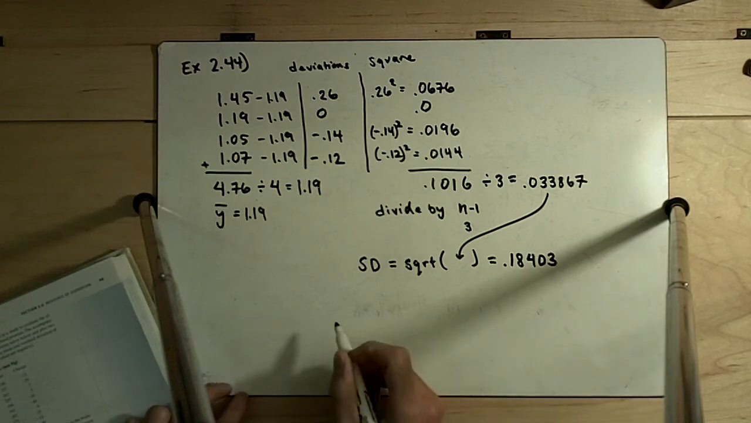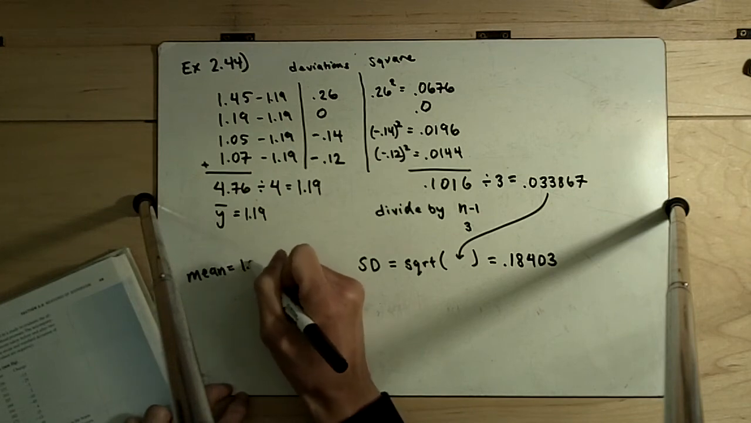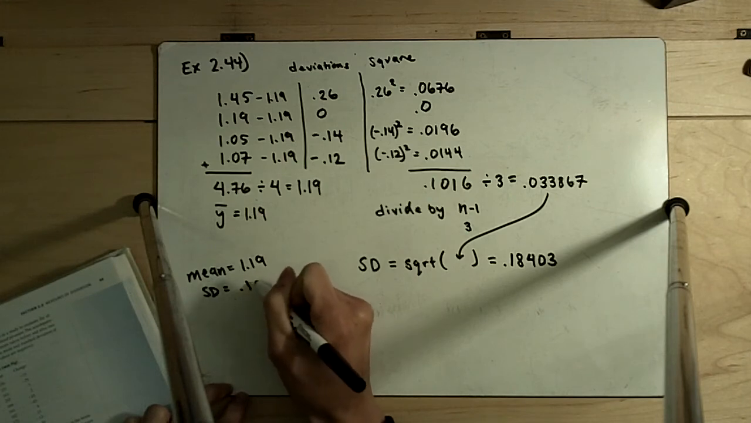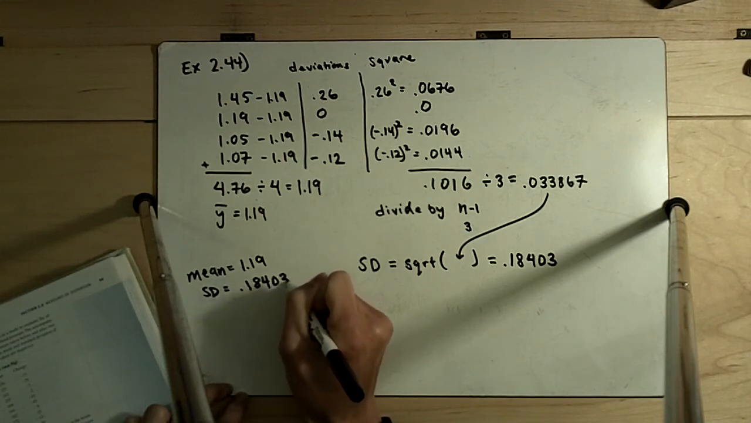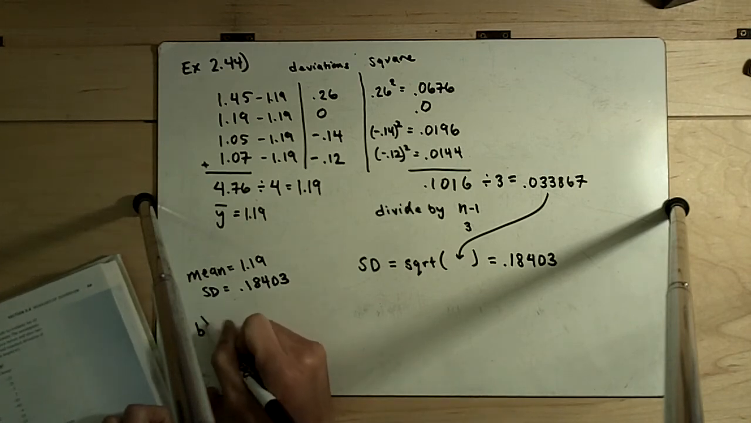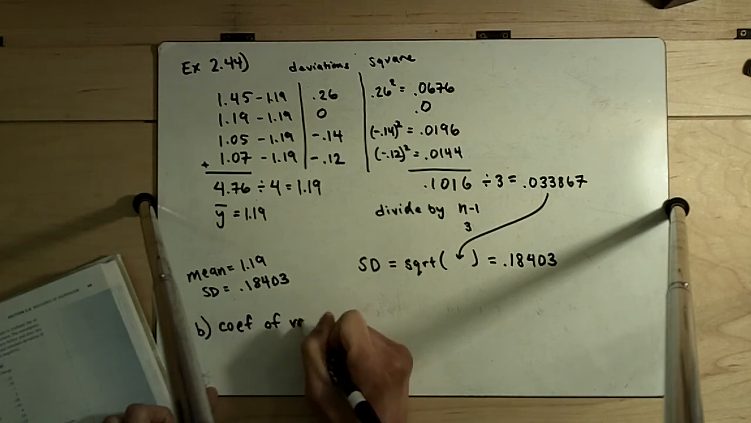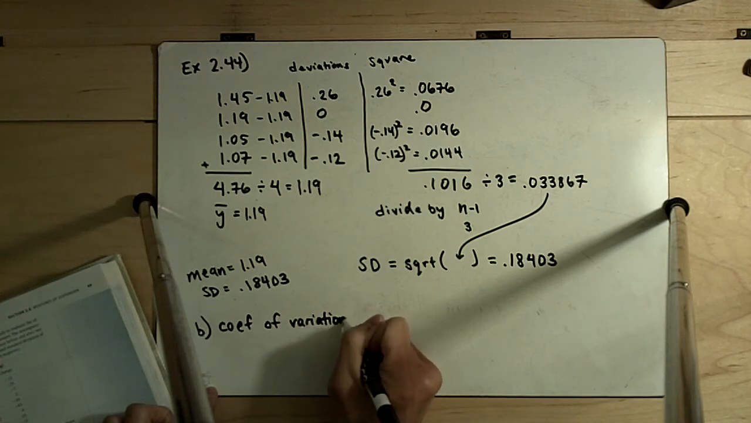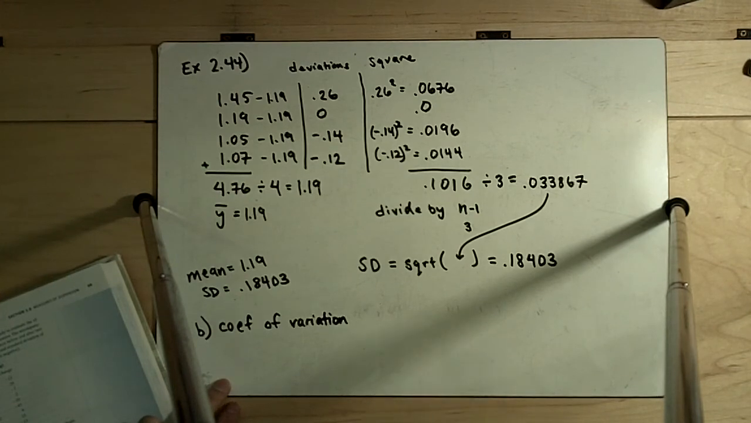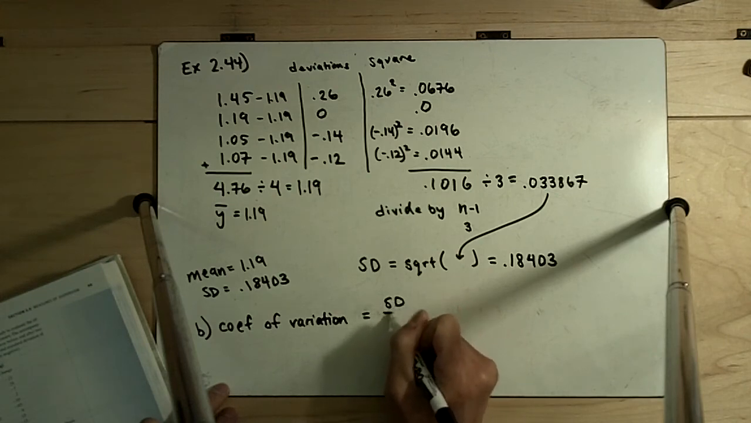Okay, so our mean is equal to 1.19, and our standard deviation is equal to 0.18403. That's part A. Part B asks us to find the coefficient of variation. The coefficient of variation is just a comparison between the mean and the standard deviation. And so that is equal to the standard deviation divided by the mean.